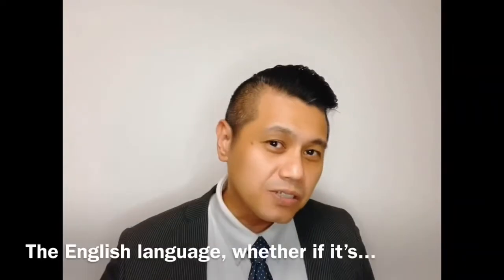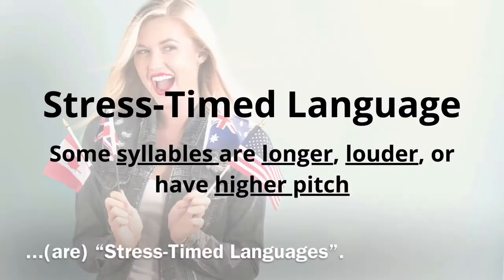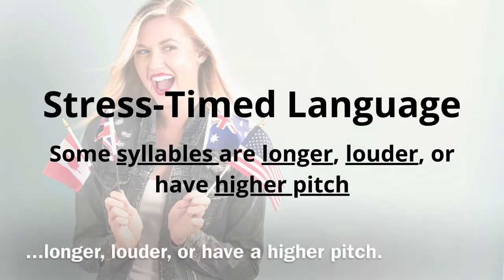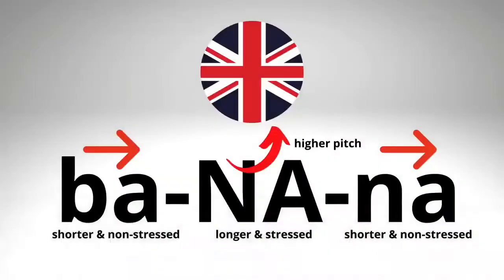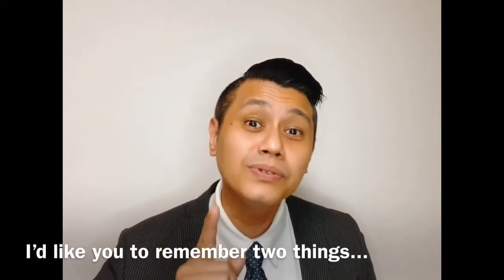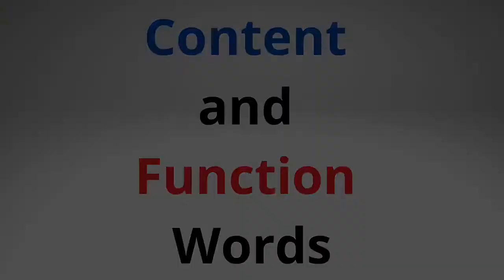The English language, whether it's American, British, or others, is a stress-timed language, meaning some syllables may sound longer, louder, or have a higher pitch. Banana, banana. But how do we apply stress timing to sentences or groups of words? I got you covered. I'd like you to remember two things: content and function words.